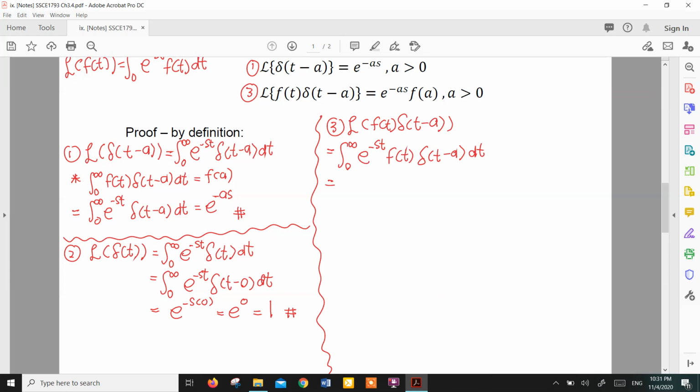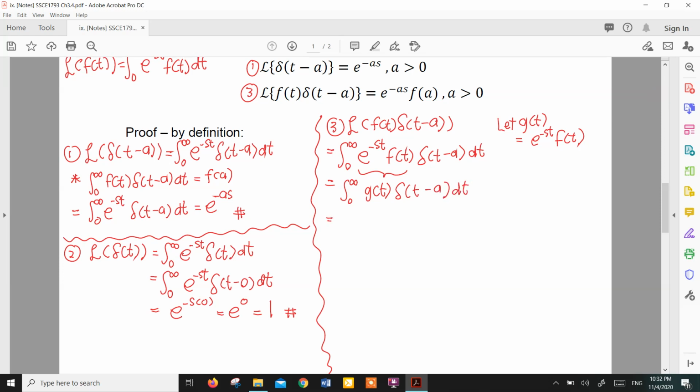Okay, so now from here, let's substitute with another function. So let's say we let g(t) equals to e to the negative st f(t). Alright, so now we have the integral of g(t) delta(t minus a) dt.